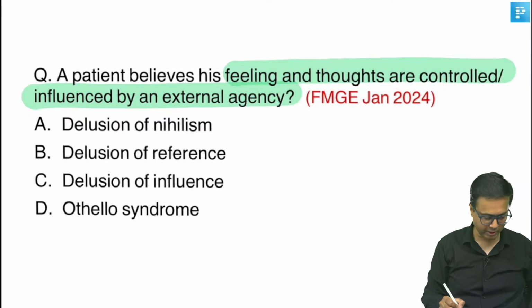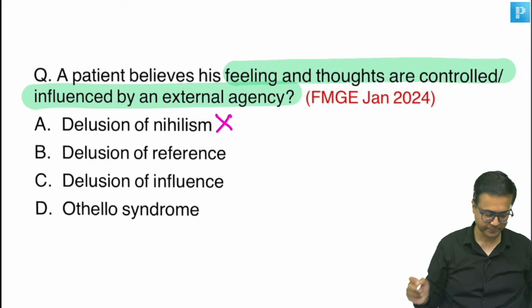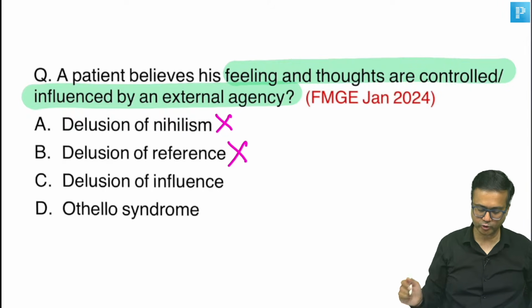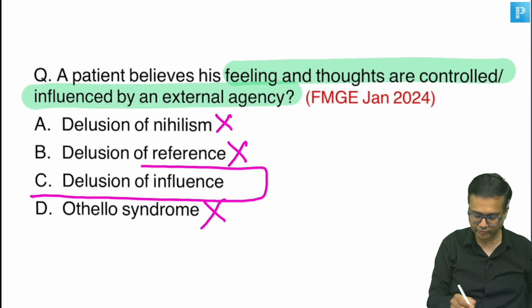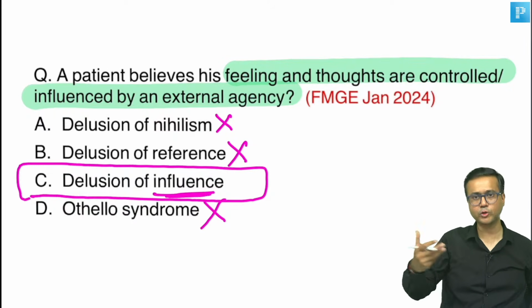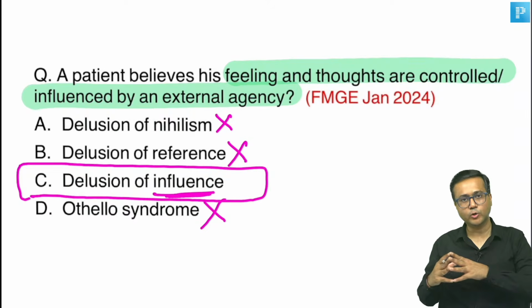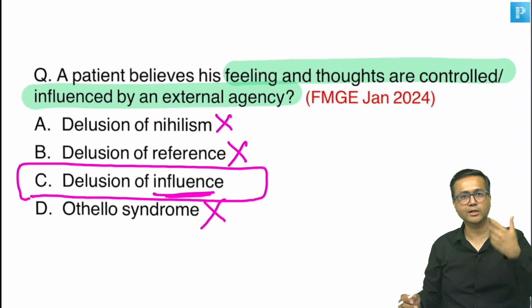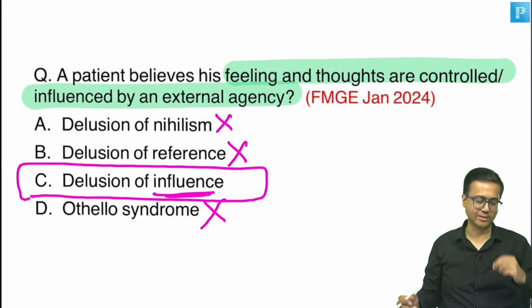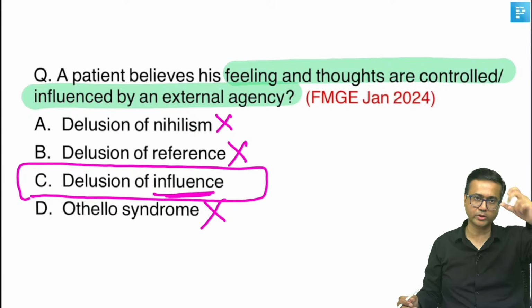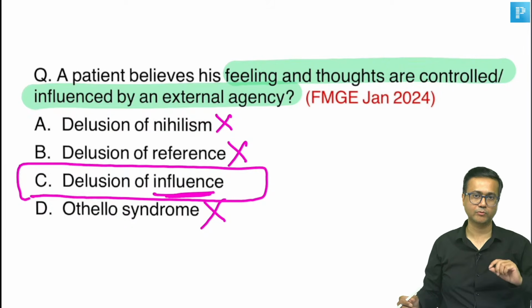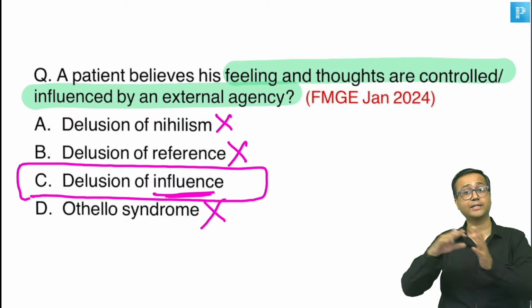They're talking about some delusion. Very good. But it is not delusion of nihilism. It is not delusion of reference. Can you appreciate it is also not Othello syndrome? From the options, yes, it is delusion of influence. Again, a subtype of delusion of persecution where the person may have this belief that his feelings and thoughts are controlled or influenced by an external agency. I hope this is clear to everyone now. So please, whenever such newer terms come, please be very careful. In fact, this term again was repeated even in the INI-CET exam.